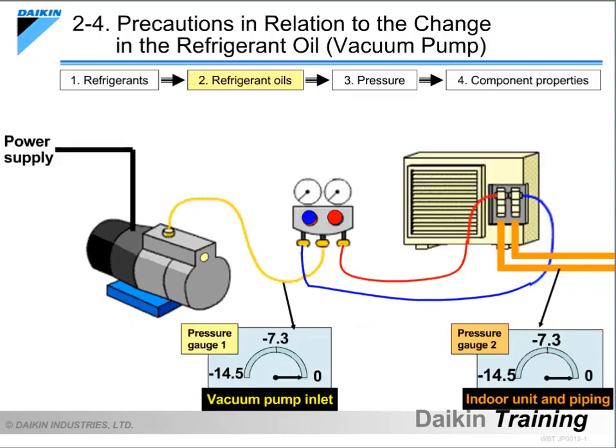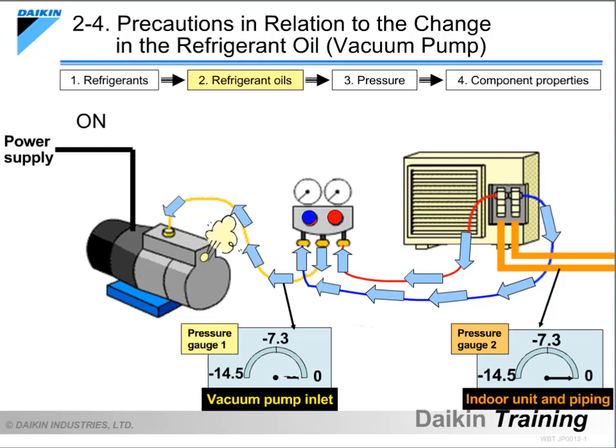Now, how does mineral oil in the vacuum pump get inside the air conditioner? Let's learn about this point along with the way to prevent it from occurring. In order to conduct evacuation, first connect the vacuum pump as shown here. Next, turn on the vacuum pump. It starts purging the air. As the pressure reaches minus 14.5 pounds per square inch, the inside of the indoor unit and piping also gradually approaches a vacuum state. By maintaining this state for the prescribed time, the work is completed.